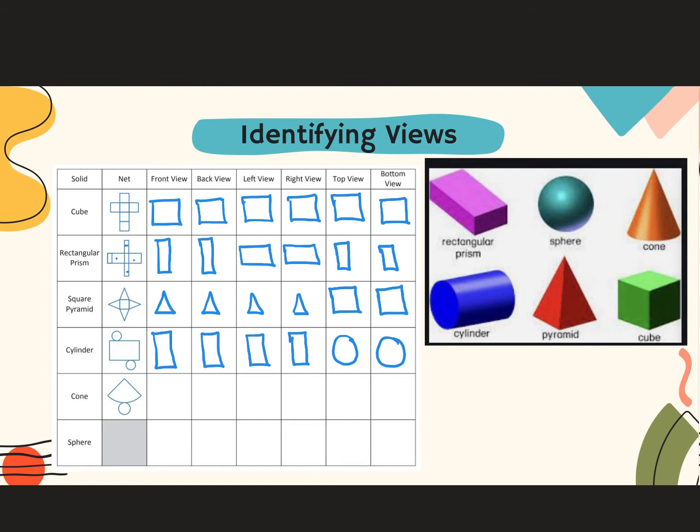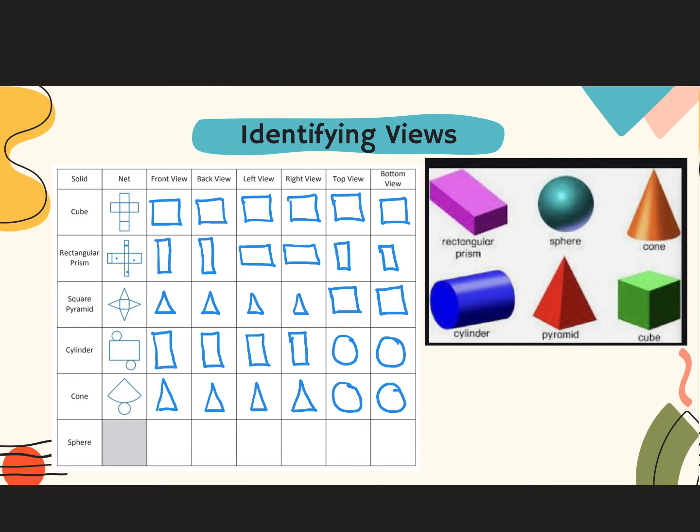All right, looking at the cone from the front view, I'm going to have a triangle. Back view, triangle. Left view, triangle. Right view, triangle. But again, I'm going to have a circle for my top view and a circle for my bottom view.